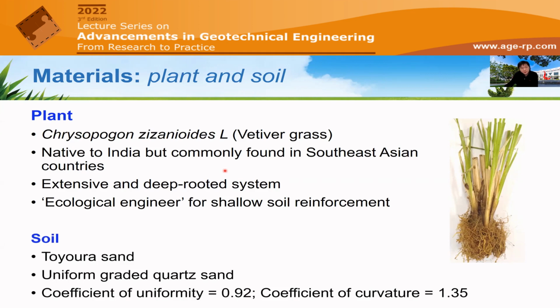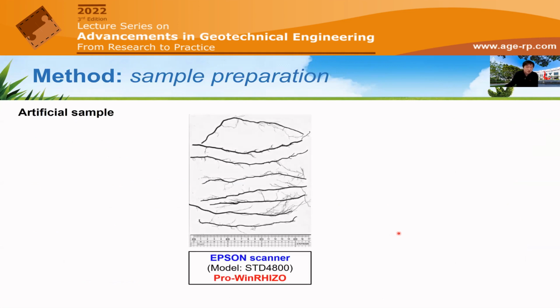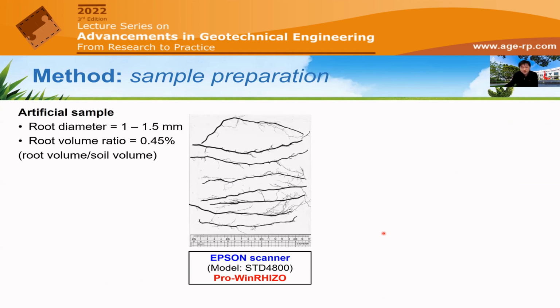For soil, we use a relatively simple material, a standard material, so that we already fully understand its mechanical properties before introducing the root. It is a relatively uniformly graded material with these coefficients of uniformity and curvature. So you may wonder, how do we grow the vetiver in such standard materials? Instead of growing the plant in the soil, we made an artificial sample. Again, this is just because we can have full control over what we have inside the soil.